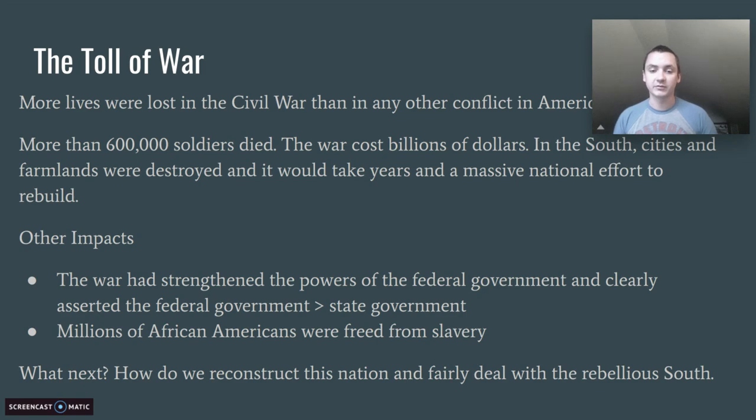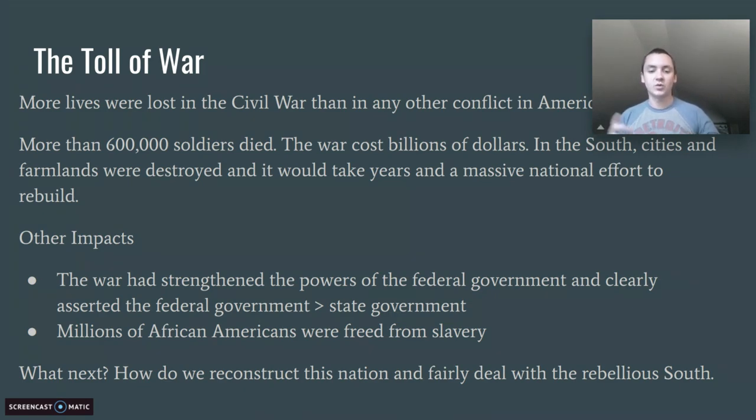Of course, millions of African Americans are freed from slavery. They're not free from discrimination. They're not free to make a lot of decisions and have economic opportunities and education, but they are free from the bondage of slavery, which is, of course, the most important first step.